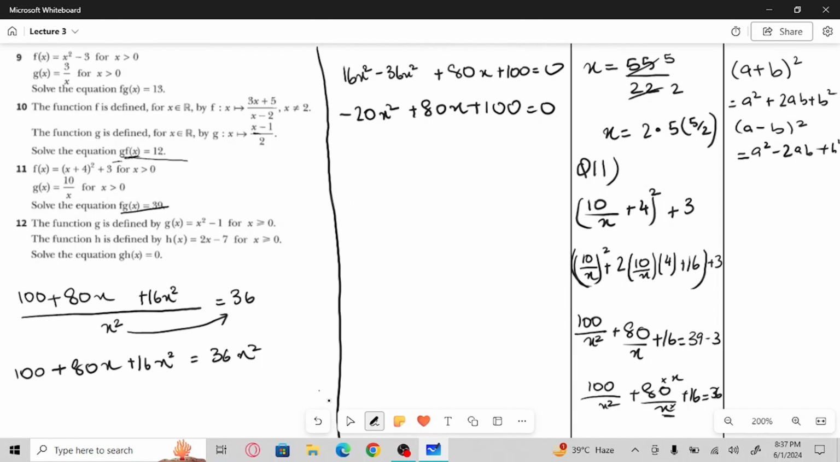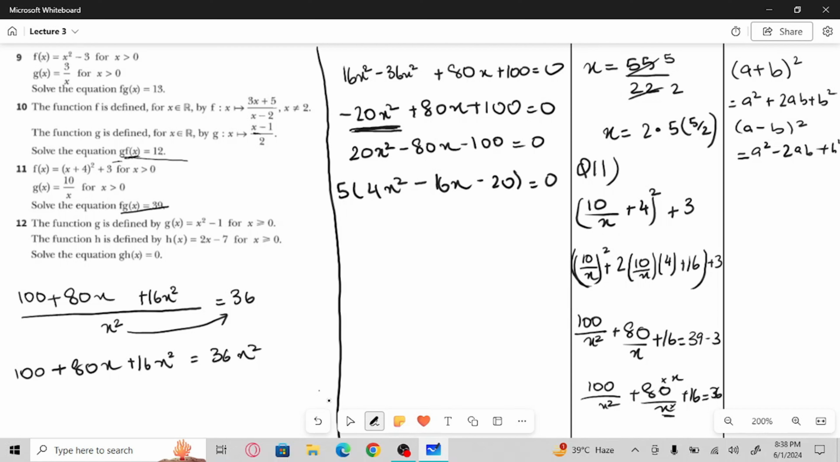You have to take care that in a quadratic equation, the x squared coefficient, or any other value, should be positive. So in order to make that positive, we have to just reverse the equation: 20x squared minus 80x minus 100 is equal to 0. And now we are going to factorize it. How can we factorize that? We are going to use 5, which gives 4x squared minus 16x minus 20 is equal to 0.